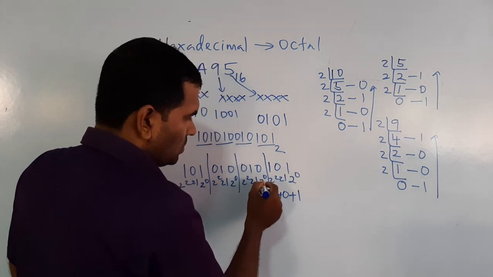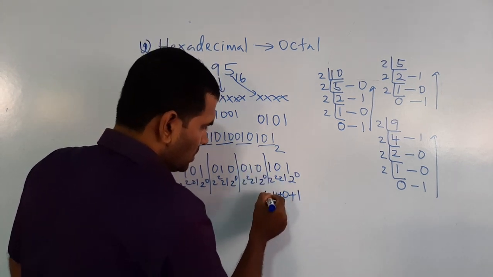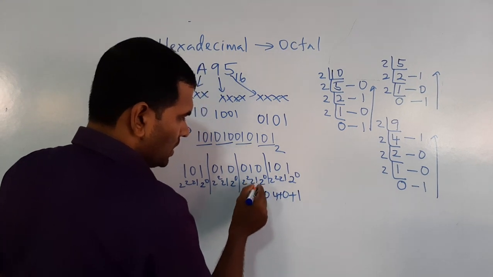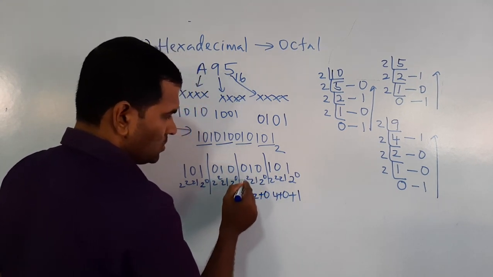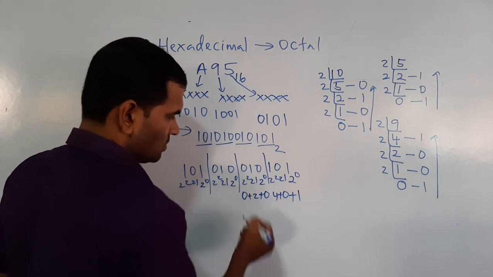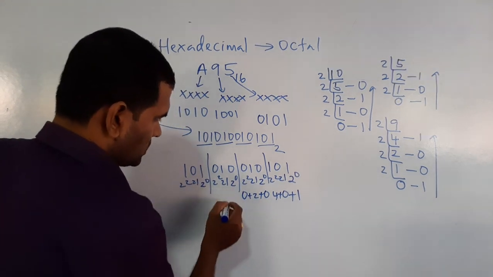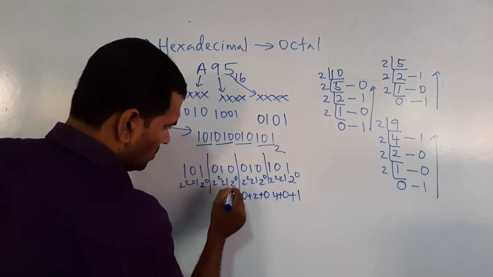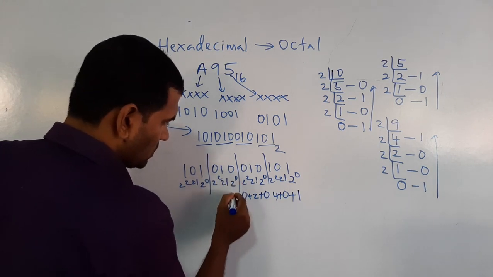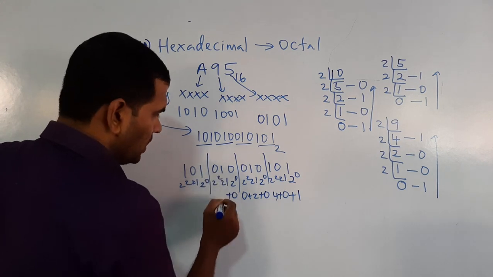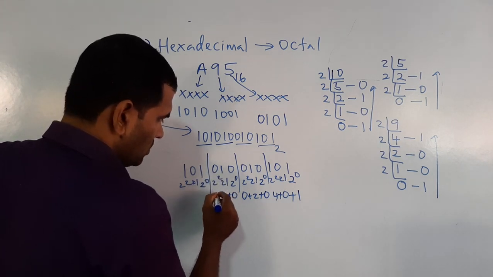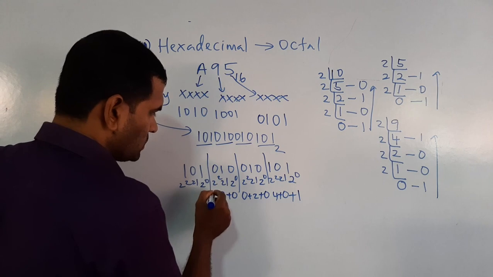Here 2 to the power 0 is 1, but 1 into 0 becomes 0. 2 to the power 1 is 2, 2 into 1 is 2. Plus 2 to the power 2 is 4, 4 into 0 is 0. Next, 2 to the power 0 is 1, 1 into 0 is 0. Plus 2 to the power 1 is 2, 2 into 1 is 2. Plus 2 to the power 2 is 4, 4 into 0 is 0.